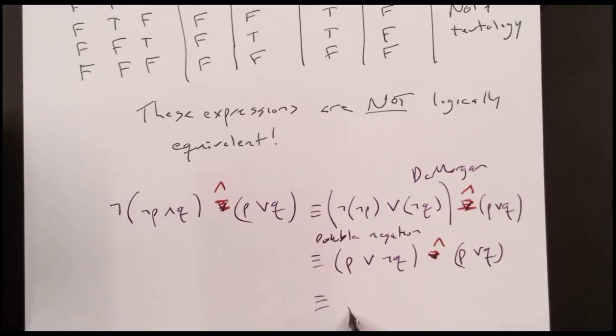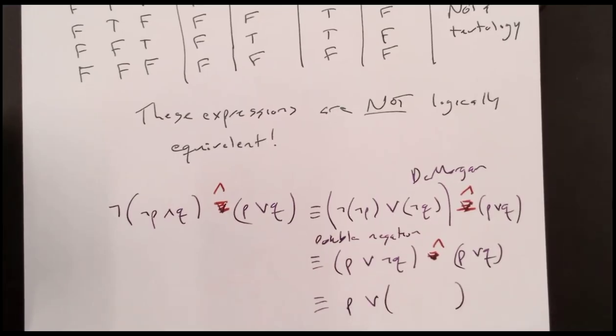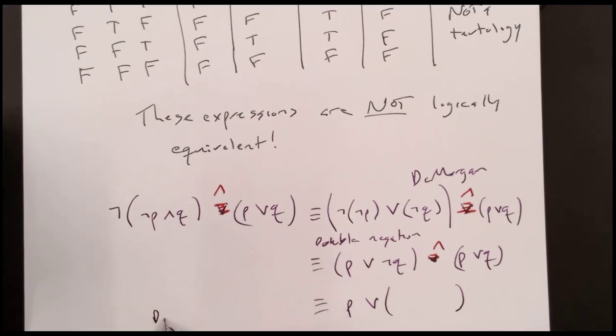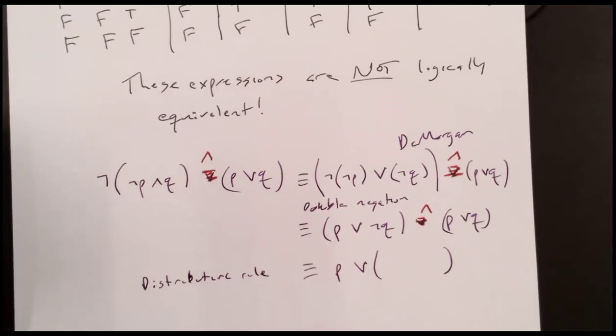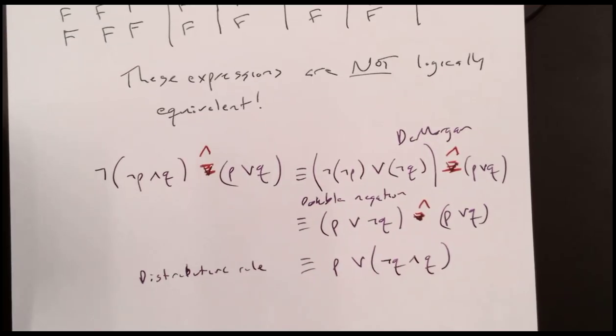Now, P or, what's left behind if I use the distributive rule? Pull out the P or. What am I left with? Not Q and Q. Not Q and Q is? Which means the thing inside that parentheses is always false.